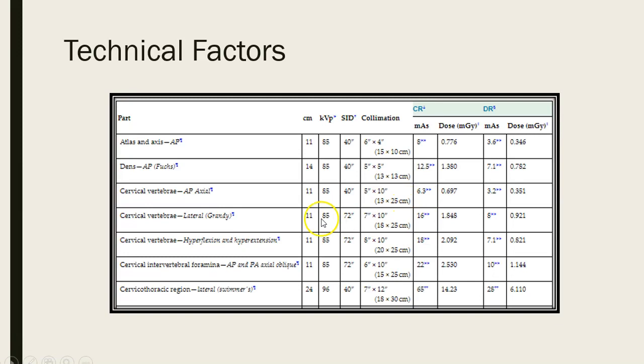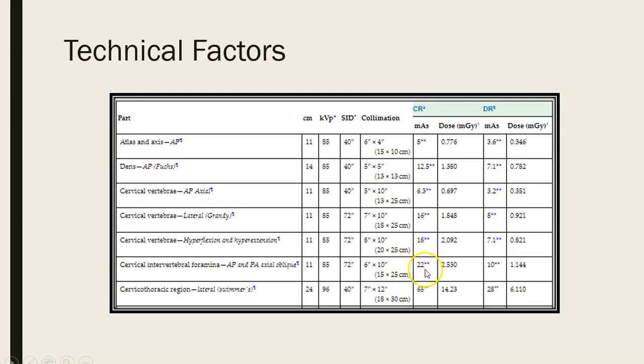Now for the lateral position, we're taking our SID to 72 inches, 85 kVp again, 16 mAs for CR and 8 for DR. Now for hyperflexion and extension, we're just going to raise up our mAs one step from our lateral because we're flexing and extending, so it will be 18 as opposed to 16, and then 7.1 for DR. And our SID for this one is also 72 inches. And again, 72 inches for our obliques.